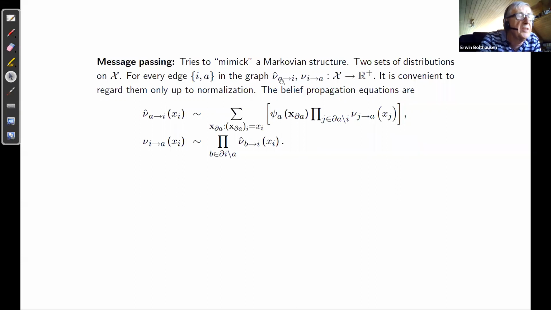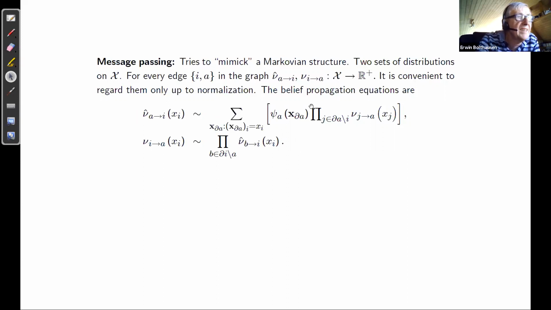And then you have one family, which I write with a hat, which goes from function nodes to variable nodes, and another one which goes from variable nodes to function nodes. But both of them are functions on the ith component. Here it's just an element of the product space, so they are just functions on x. I'm writing them as functions of xi.